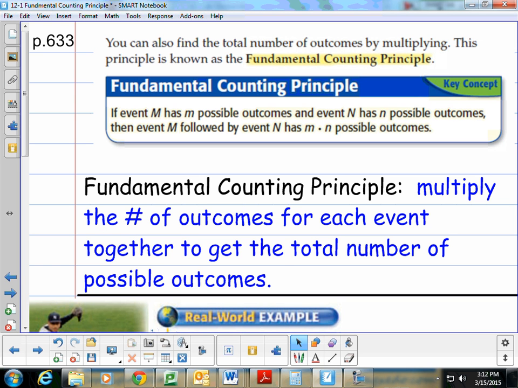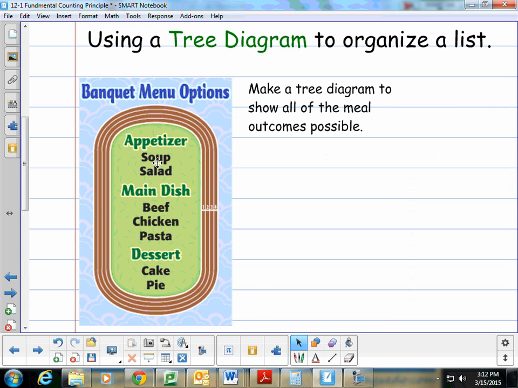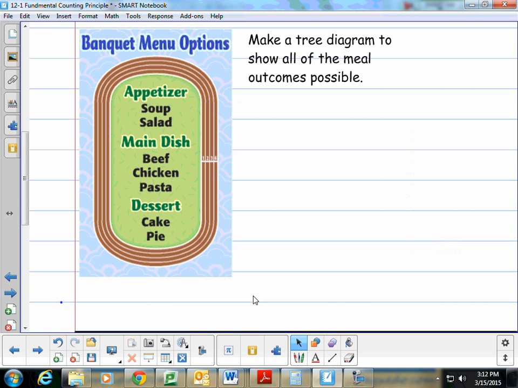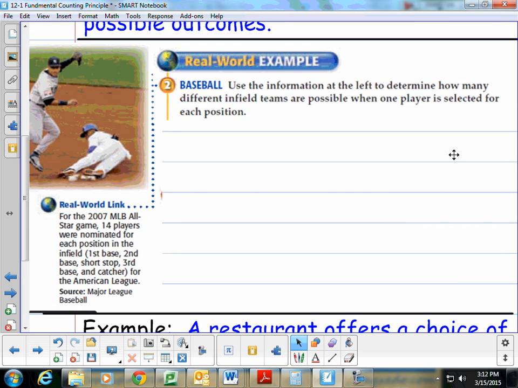So thinking back to that appetizer spot, we had 2 options times 3 options times 2 options. Well, 2 times 3 is 6, times 2 again is 12, which is what we ended up with for our answer. So we'll try that looking at baseball.